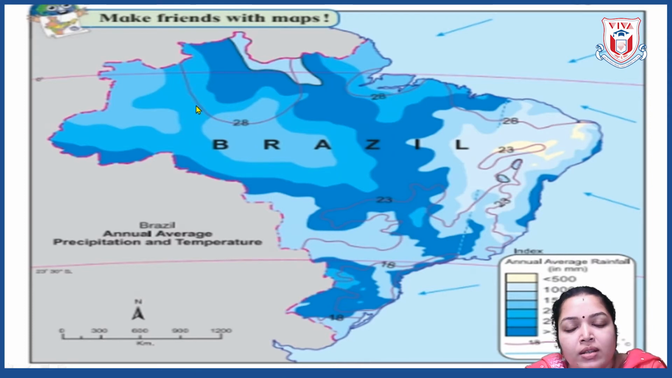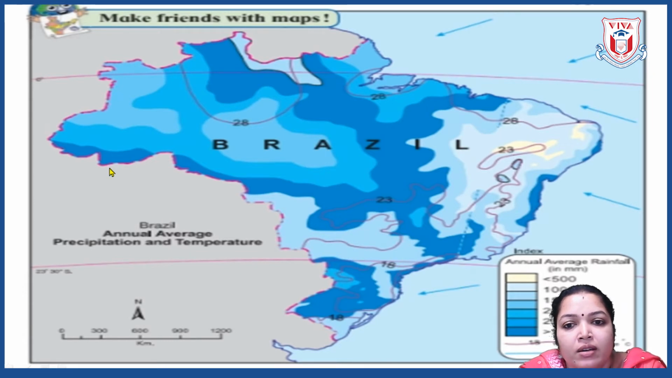And what are these lines? From this map we come to know that it shows the annual average precipitation, that is rainfall, and temperature of Brazil. These lines join places of the same average temperature. We can see that the average temperature of most places in Brazil is 28, then here it is 23, and as we go down it is 18 and 18.